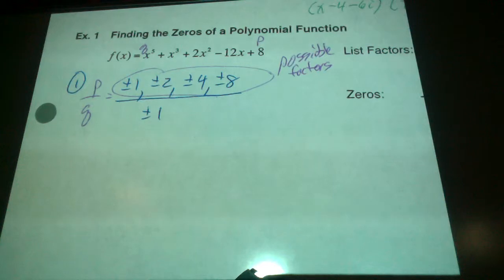But if I start in the middle at 1 or negative 1, which is always going to be the middle, then I can work my way out, just based on what I see. So as I'm doing synthetic division, I'm looking at the bottom line, right, Quins?